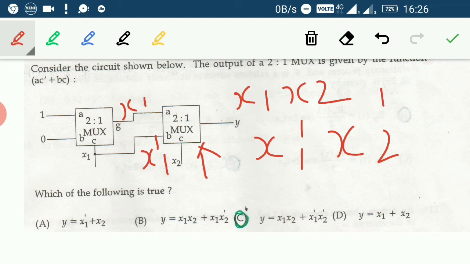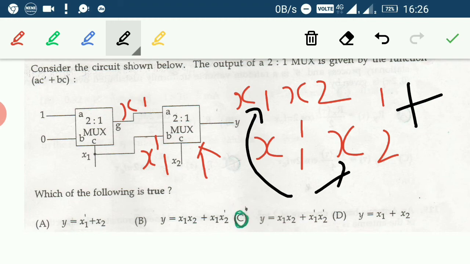So don't forget. First one is x1 x2 that we got here, right, plus x1 dash and x2 dash, because this x1 dash will come here. When you multiply with that, we will get x1 dash into x2 dash. So option C is the right answer.